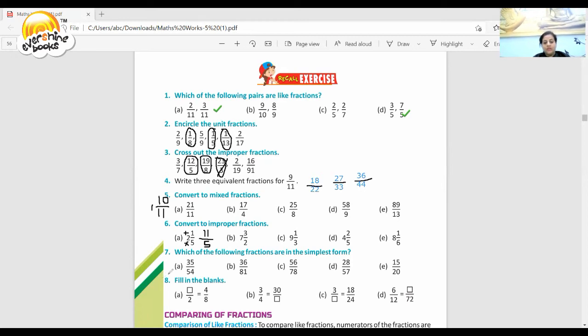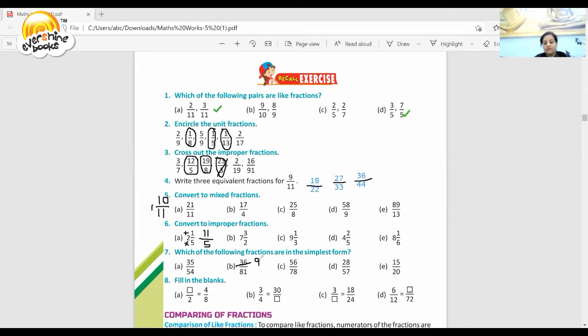The rest you will do. Which of the following fractions are in the simplest form? Simplest form means the HCF will come 1. 35 upon 54, 36 and 81, 56 and 78, 28 and 57. We can say this only, because the others can be divided again. Like if we take the example of this, 9 fours are 36.